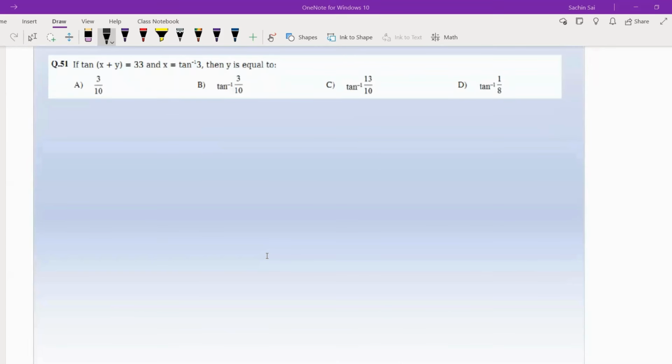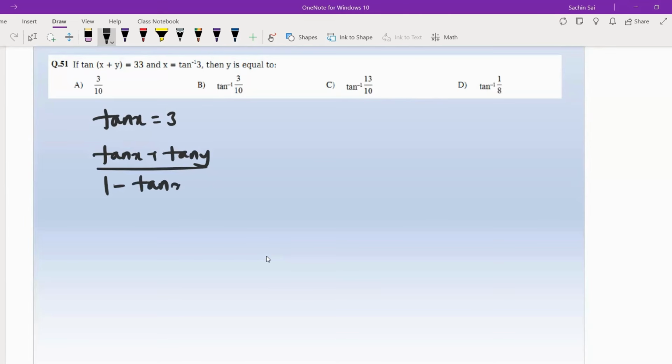So question 51, tan of x plus y equals 33 and x equals tan inverse 3. So it's a very basic question here, x is tan inverse 3. So tan x is 3 and tan of x plus y is 33, which means tan x plus tan y by 1 minus tan x tan y equals 33. So you need to substitute tan x equals 3 in this and solve for tan y, right?